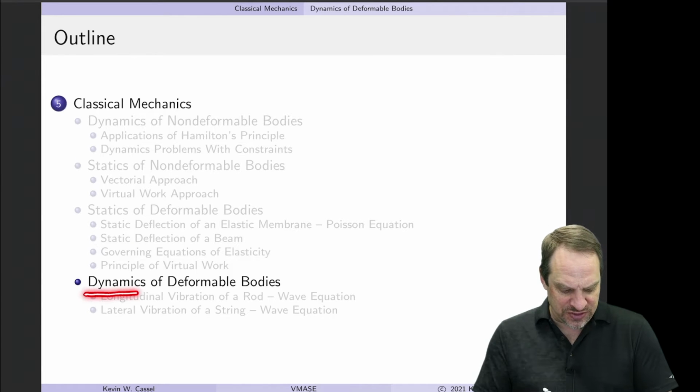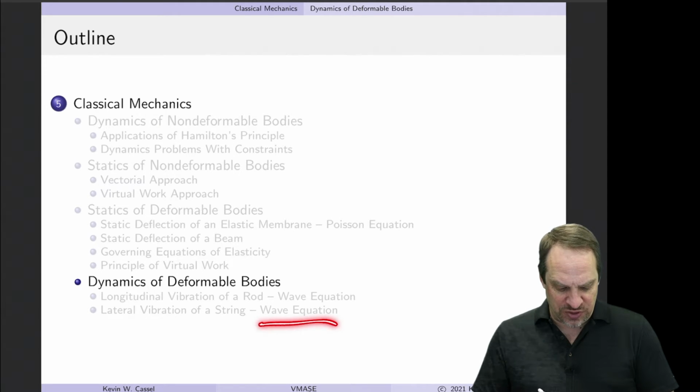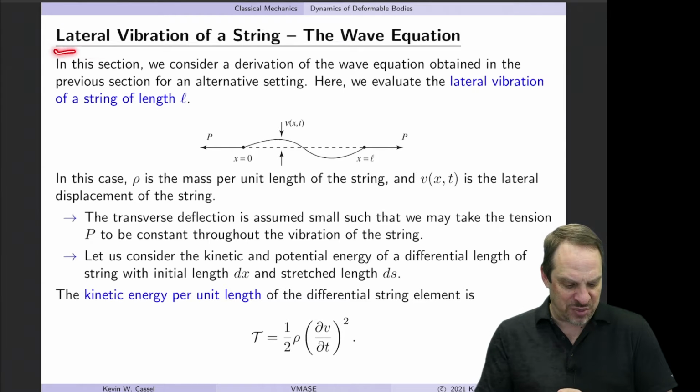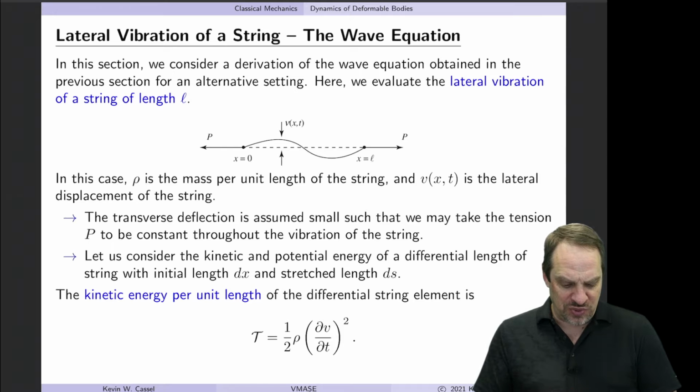So this last topic is dynamics of deformable bodies. It normally goes by the terms vibrations, mechanical vibrations. And we're going to focus specifically on the wave equation. So we're going to derive the wave equation in the context of the lateral vibration of a string. So you can think of a stringed instrument such as a guitar. We pluck the guitar string and the string vibrates up and down. So we want to determine that vibration displacement amplitude v of x,t.